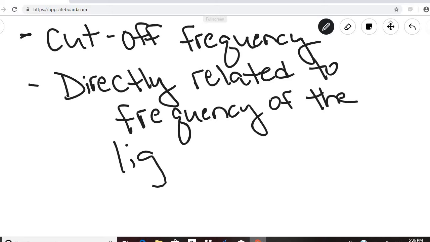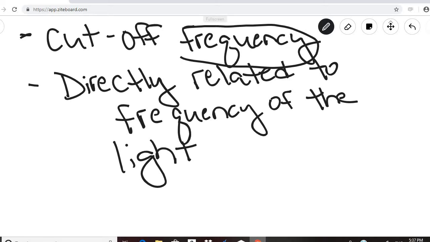So these last two things seem to indicate that the frequency of light has something to do with its energy. If that is the case, then these observations are not consistent with light being a wave. And yet we still have a lot of evidence that light is a wave.